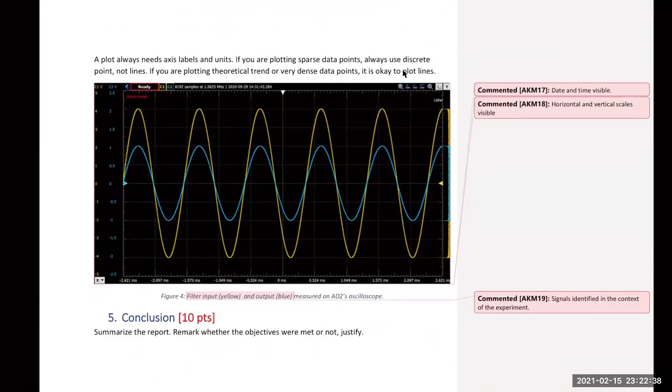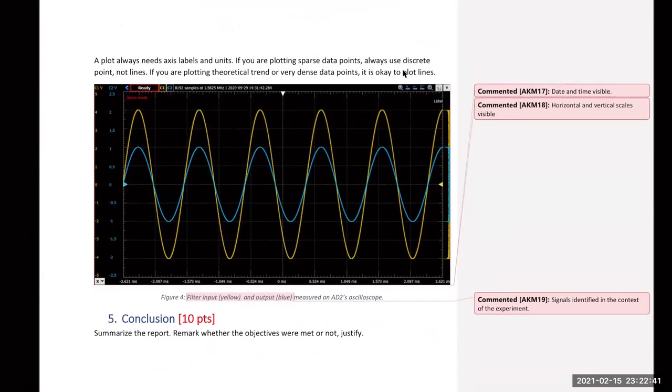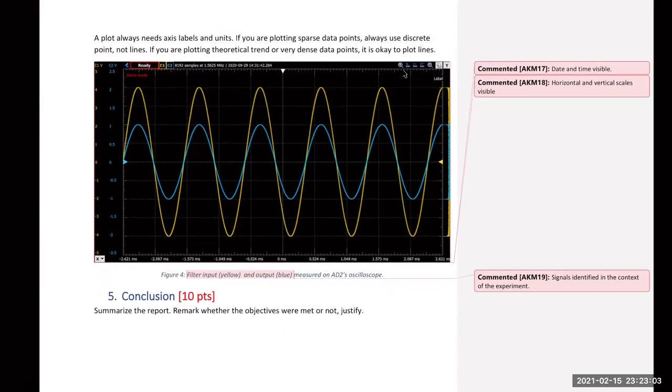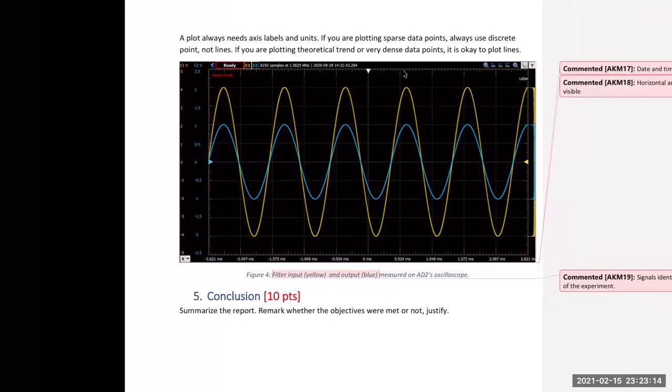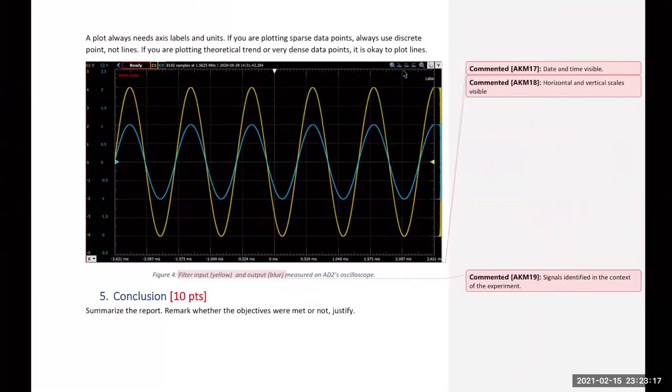Okay, if you are taking screenshots of, say, oscilloscopes and stuff like that, be sure to identify which signal is what. So for example, here you could say that the yellow signal is the input and the blue signal is the output, so that the reader doesn't have to guess. And again, if it's an oscilloscope screenshot, make sure that the scales are visible so that the reader can make quantitative judgments on what your results mean.